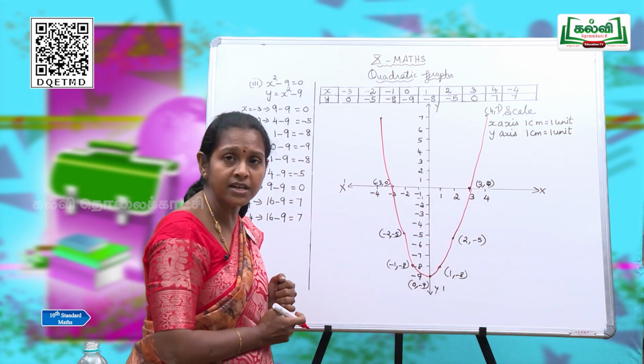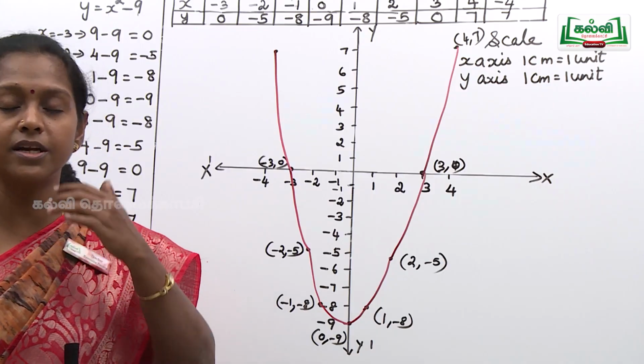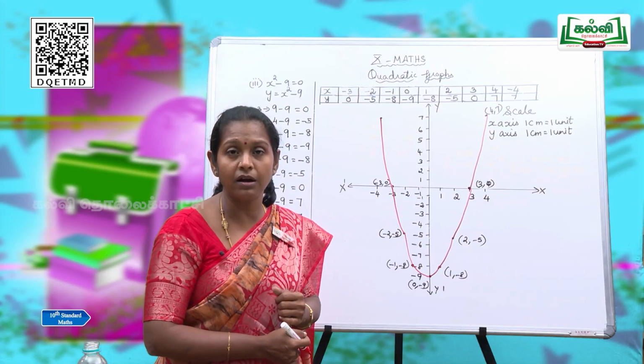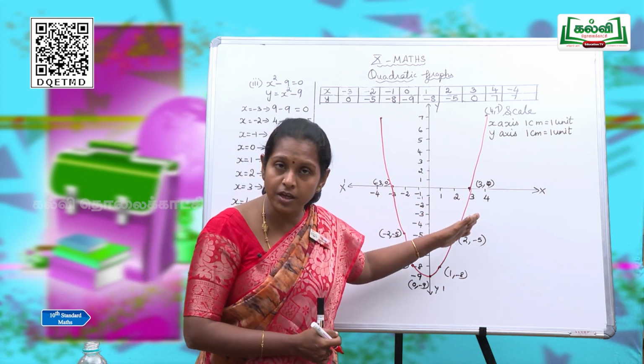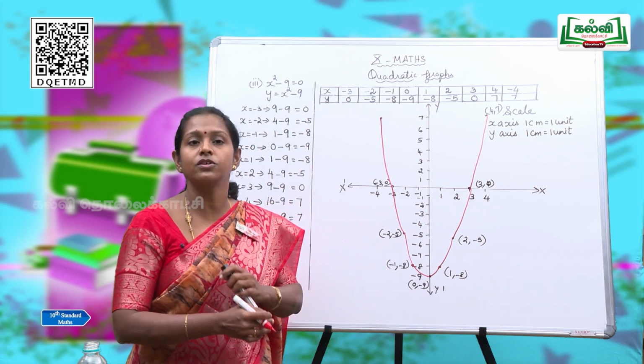So how many roots does it have? 2 roots. So what is the nature of roots here? 2 roots are what? Real and equal. Is minus 3 and plus 3 equal? No, minus 3 and plus 3 are different.